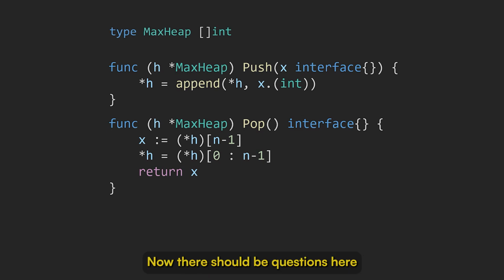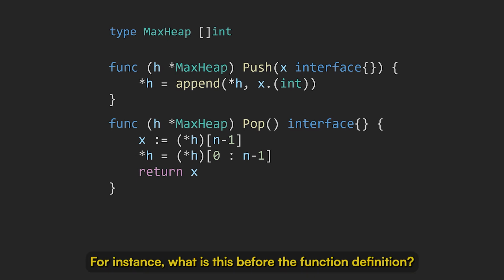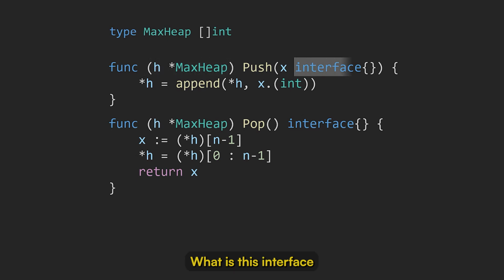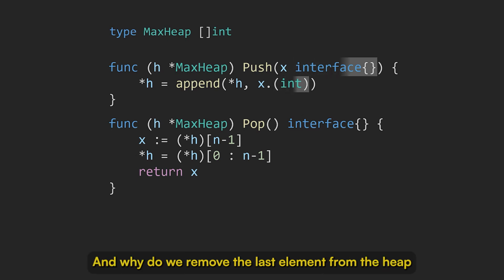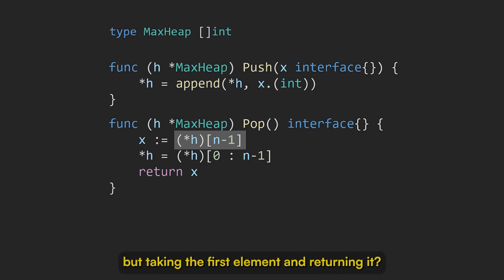Now, there should be questions here because I know I had a few. For instance, what is this before the function definition? What is this interface and why have we used the int like this? Isn't there a better way? And why do we remove the last element from the heap when popping is nothing but taking the first element and returning it? Let's tackle them one by one.